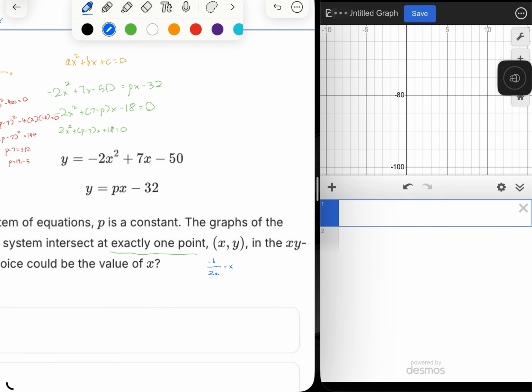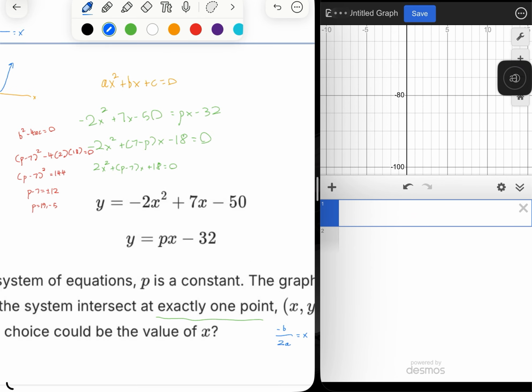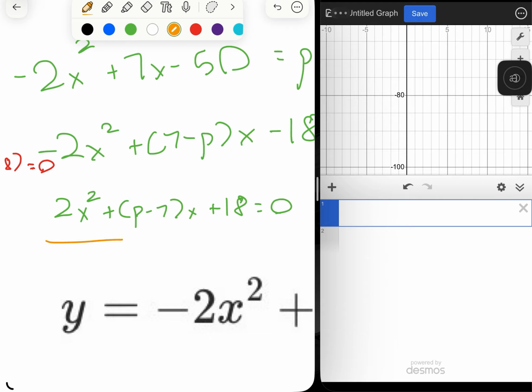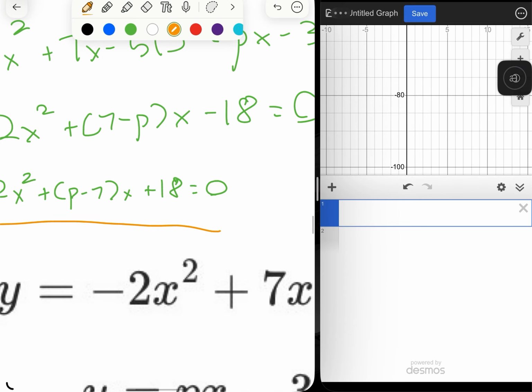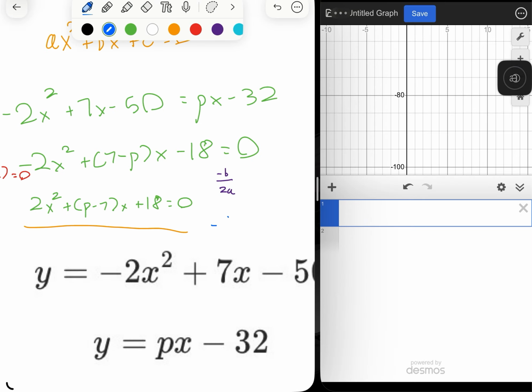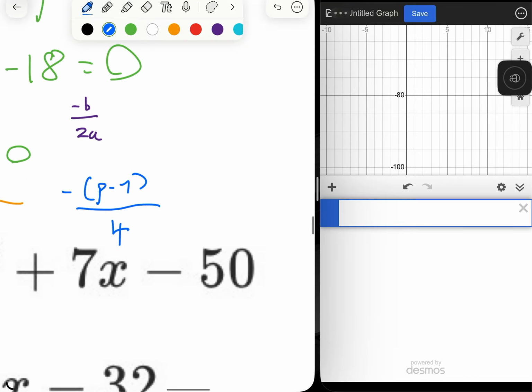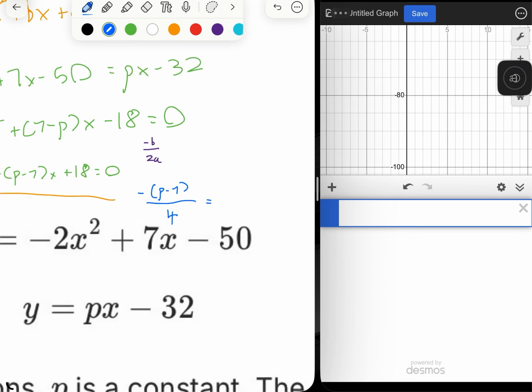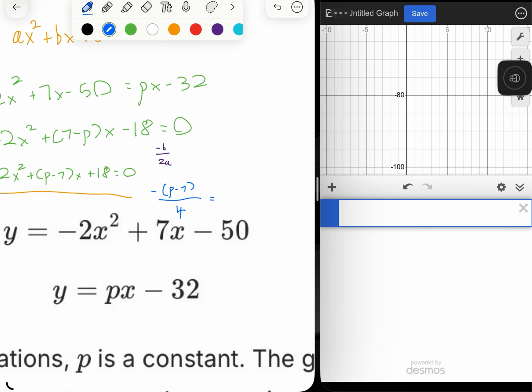How do you do that? Well, go back to this initial equation that we had. We're trying to find negative b over 2a, so let's plug that in. So you have negative p minus 7, 2 times a is 4, so you'd get that. So we're actually almost at our answer here.